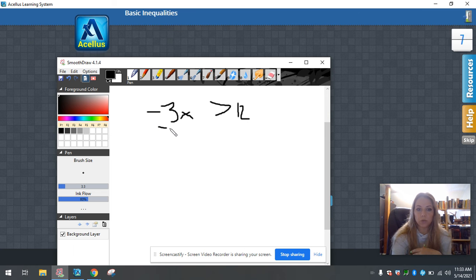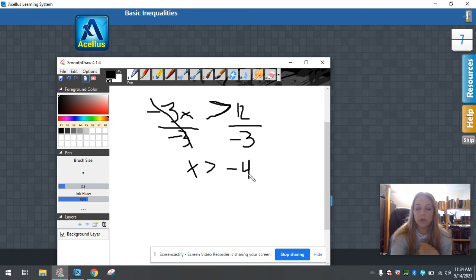To undo this multiplication, we're going to divide. Multiplication and division are opposites. What I do to one side, I'm going to do to the other side of this inequality. When I do the negative 3 divided by negative 3, I'm left with x is greater than 12 divided by negative 3. A positive divided by a negative is a negative. 12 divided by 3 is 4. But when I multiply or divide both sides of the inequality by a negative, I have to flip the sign. So x is less than negative 4.